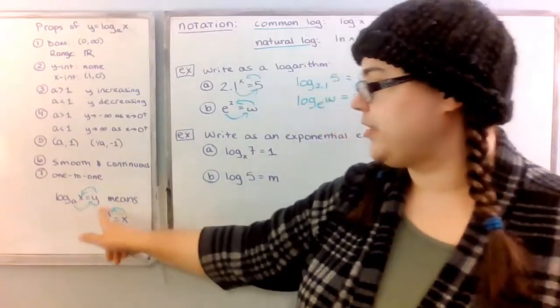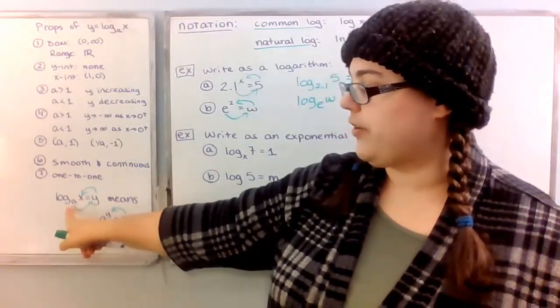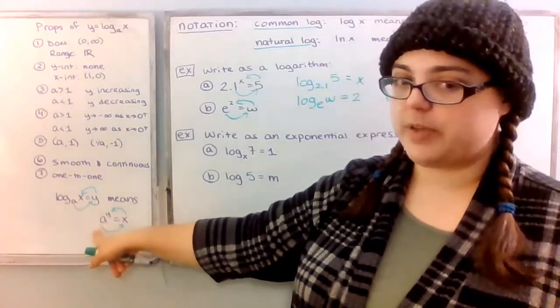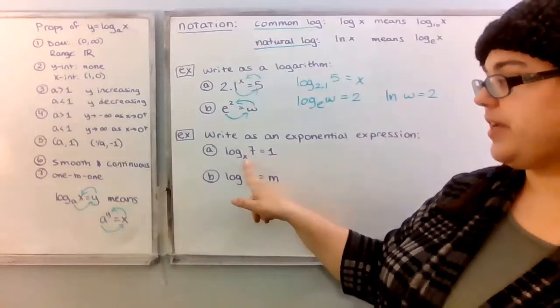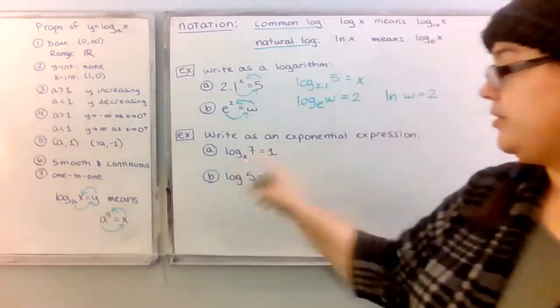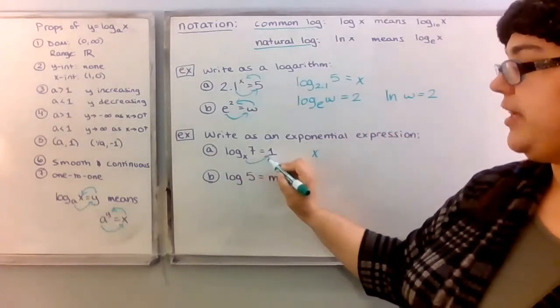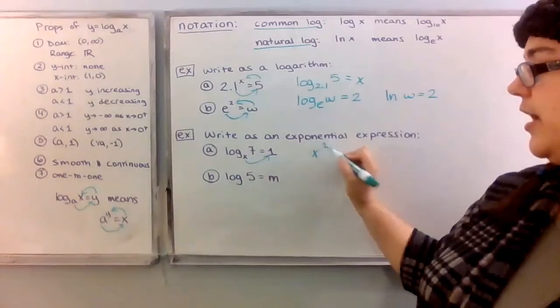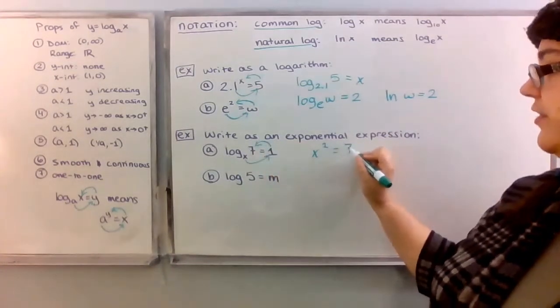But notice that the cyclic motion is still the same, right? So the base of the logarithm will be the same as the base of the exponential expression. So for this first one, x is the base of my logarithm, so that will be the base of my exponential expression. So I'm going to start out by writing x. Then a logarithm equals the exponent, so 1 is the exponent, and it's going to equal the argument of 7.